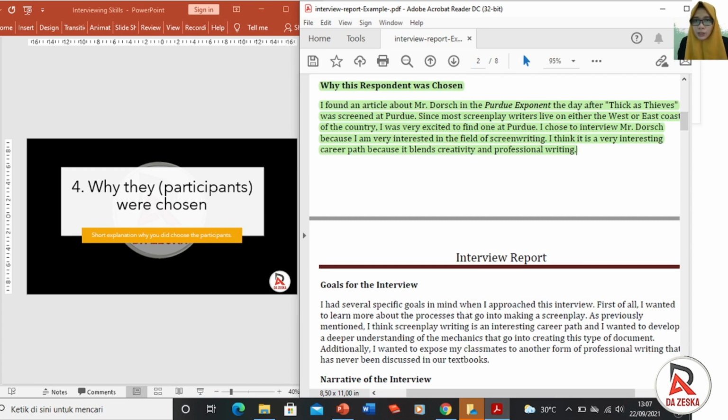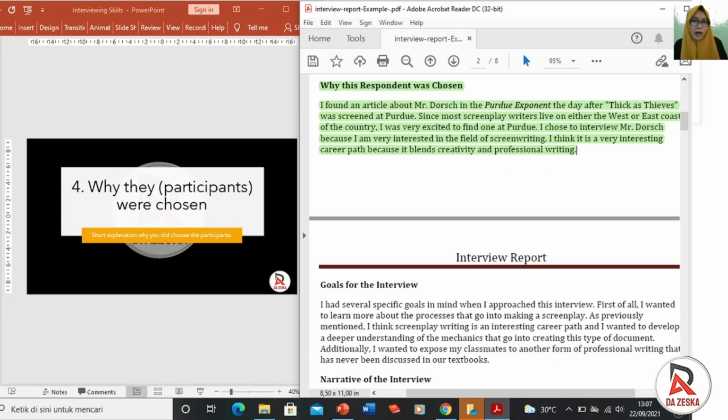And here's the example. This point doesn't take a long speaking or a long writing, because it only tells the reason why you chose the participants or the respondents. I'll read an example for you. I found an article about Mr. Dorsch in the Purdue Exponent the day after Thick as Thieves was screened at Purdue. And since most screenplay writers live on either the west or east coast of the country, I was very excited to find one at Purdue. I chose to interview Mr. Dorsch. Here it is, this is the reason why: because I am very interested in the field of screenwriting, and I think it is a very interesting career path because it blends creativity and professional writing. So that's the main reason.